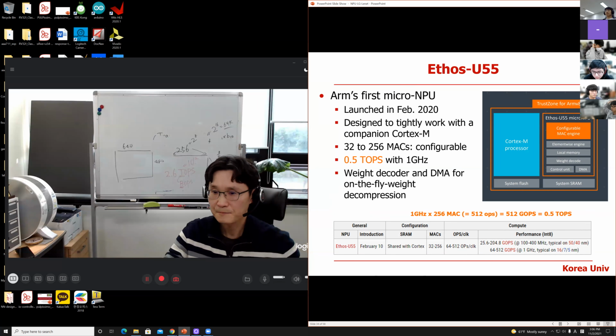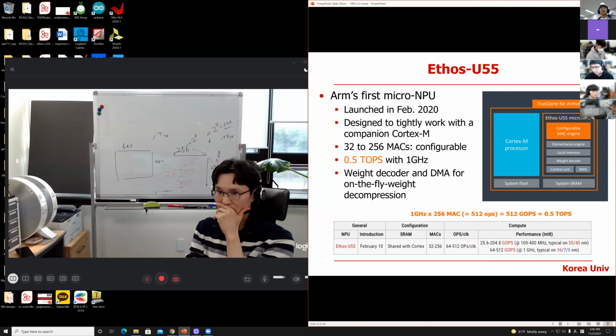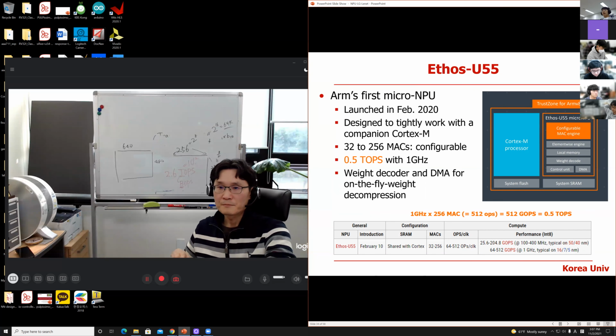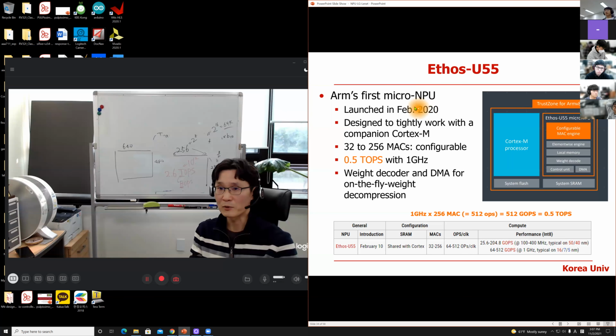Kyungchul, can you please? Our first micro NPU launched in February 2020, designed to tightly work with a companion Cortex-M, 32 to 256 MACs, configurable, 0.5 TOPS at 1 GHz, with a weight decoder and DMA for on-the-fly weight decompression. Okay, thanks. Micro NPU, a small-scale NPU that is tightly coupled with Cortex-M.